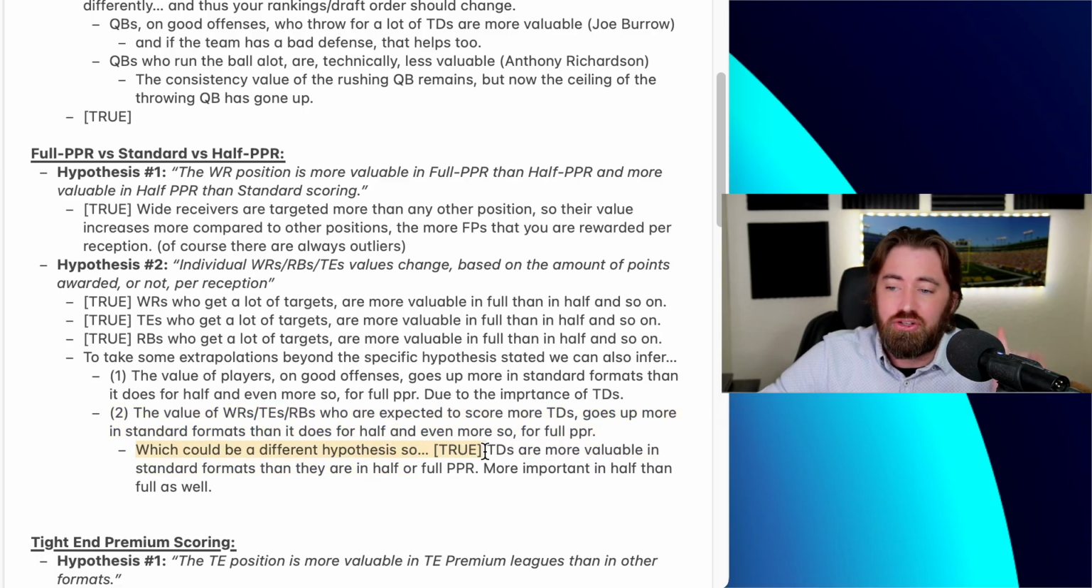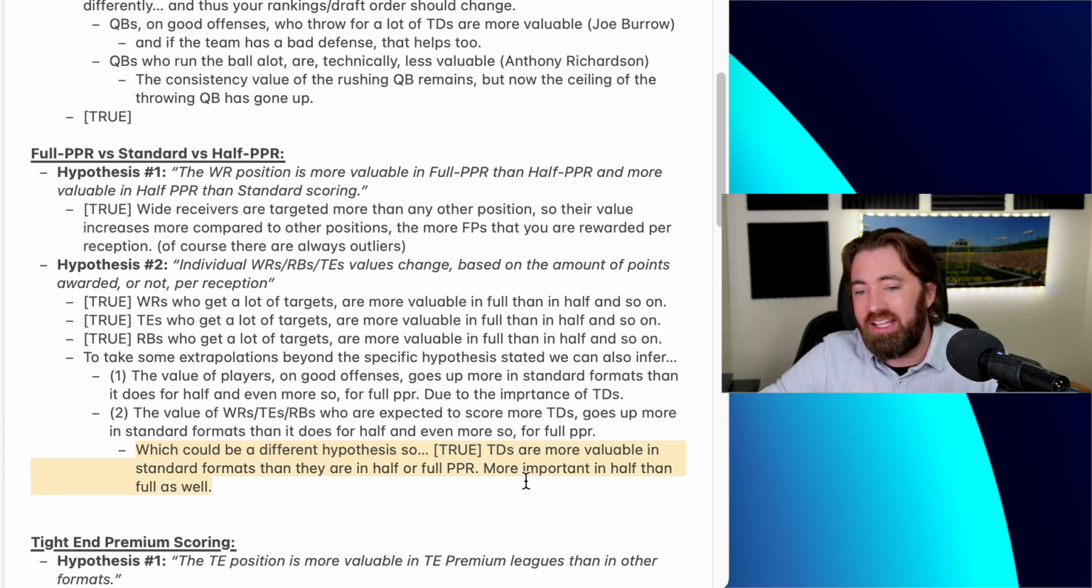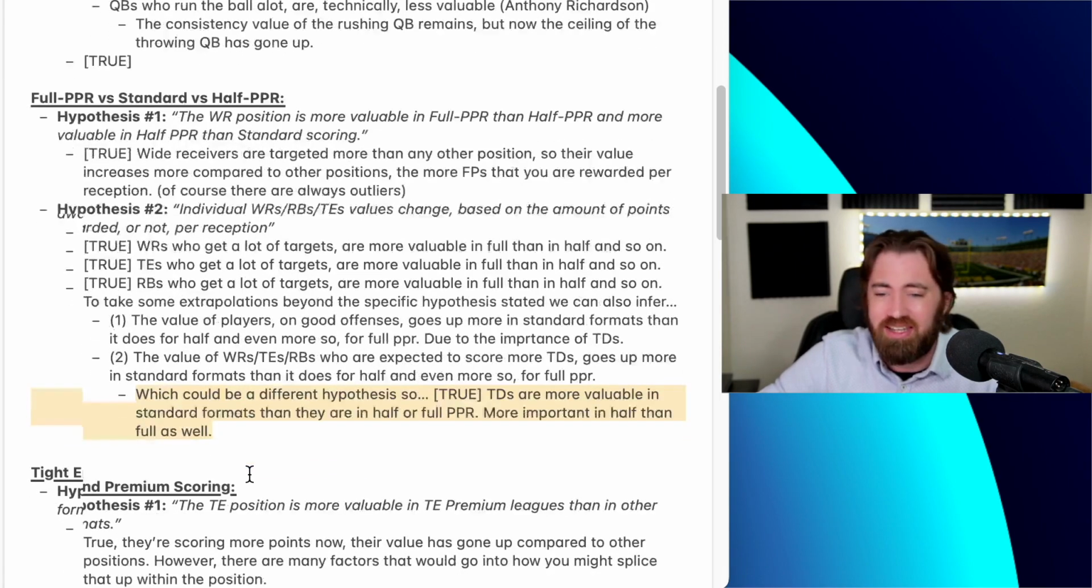So I would say true. Touchdowns are more valuable in standard formats than they are in half or full PPR. More important in half than full as well. And as we know, touchdowns are a very unreliable stat. So that does, in one sense, make it tougher to draft in standard league formats, and makes the swings of your team even greater in those formats to some extent.